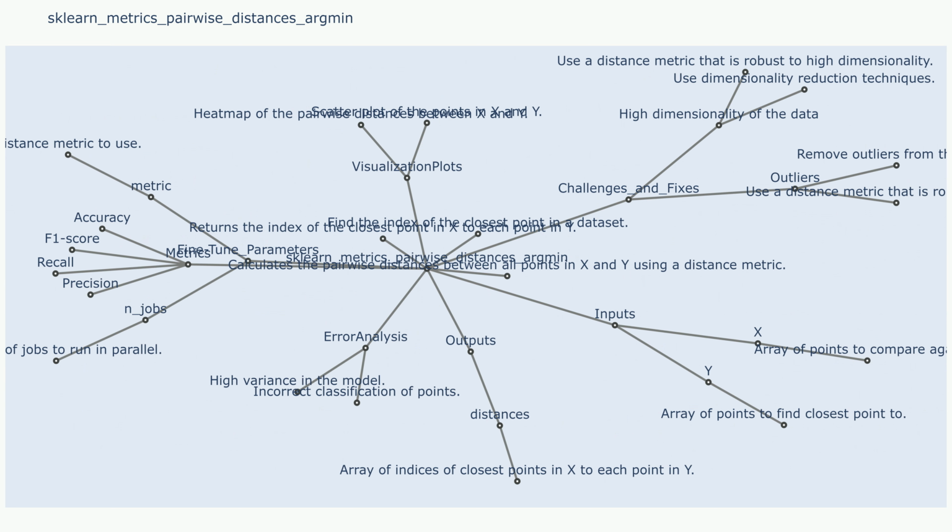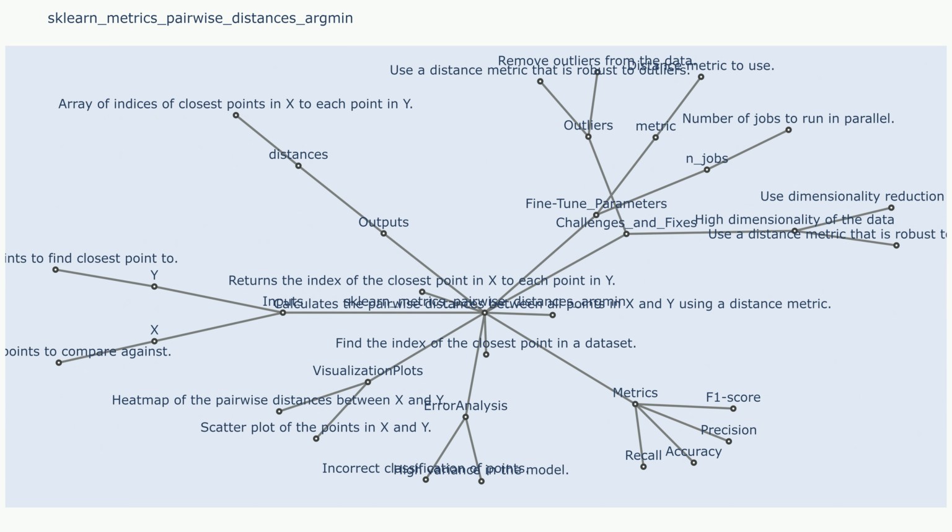Challenge 2: the choice of distance metric can significantly influence the results. Sample use case that resulted in Challenge 2: using Euclidean distance for text data might not be optimal as it doesn't account for semantic similarities. Fixes to Challenge 2: carefully select the distance metric based on the nature of the data and the desired similarity measure.